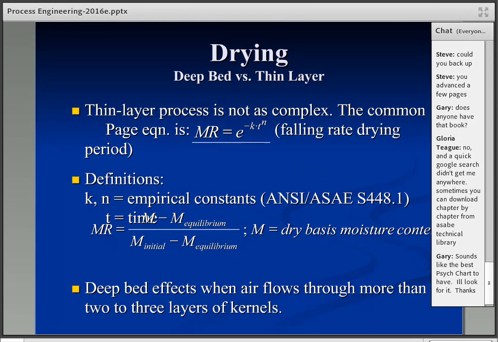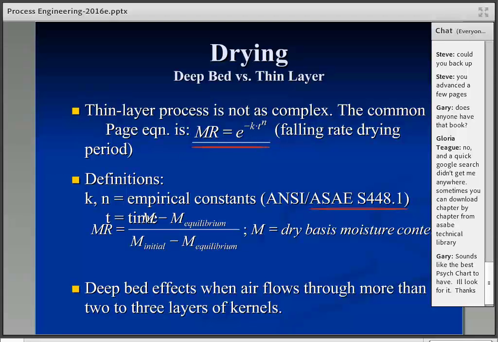You can just use this simple equation. There's various equations, but the most common, the easiest to use is usually the Page equation. It's a simple exponential equation. There's the ASAE standard 448.1 that gives the data for that equation for different, I think, all grain products in there. And it looks like this slide got wrapped around a little bit. But anyway, you can look up the constants in there and use that equation.